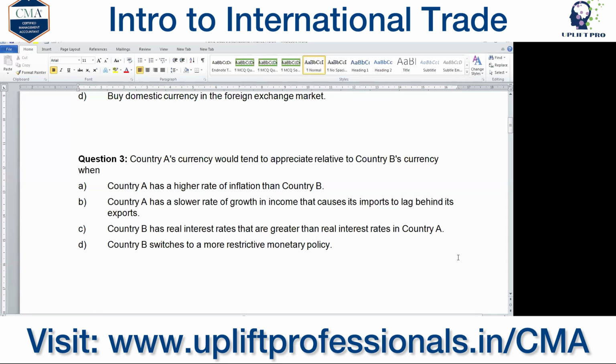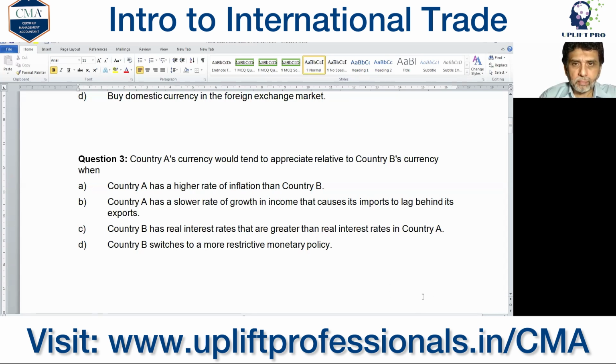Sir, when a country has a slower economy and a slower growth rate of income, obviously they won't import. At that time, the foreign currency will not have the demand. So if the foreign currency is not having demand, obviously our local currency will have appreciation. Very well explained. Yes, D is the right answer, and it will tend to appreciate. He's asking what would make it appreciate.